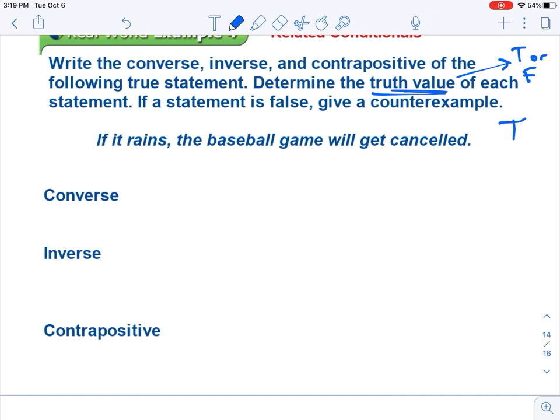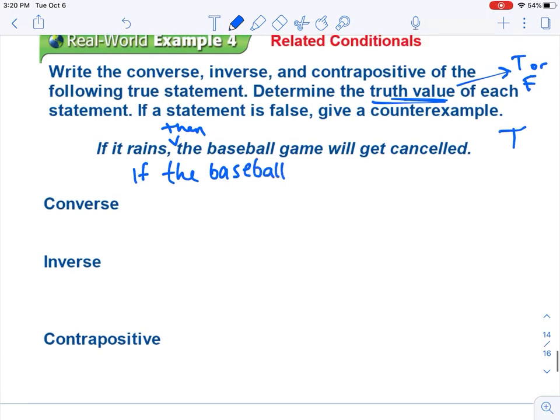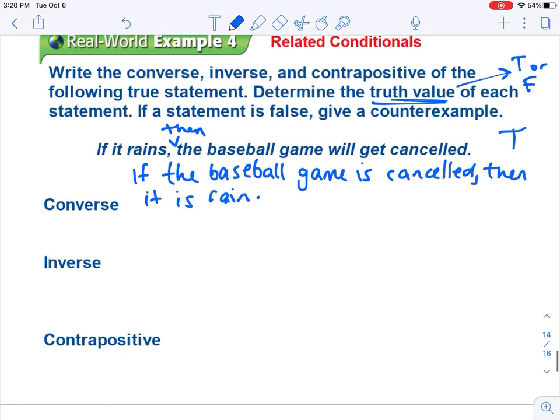So our converse is just flipping the two. Maybe it'd be helpful to add the word then in here so we can see that. So our converse of this is, if the baseball game is canceled, then it is raining. Now we're assuming this is like thunderstorms, not just a little sprinkle. But that would be our converse here.